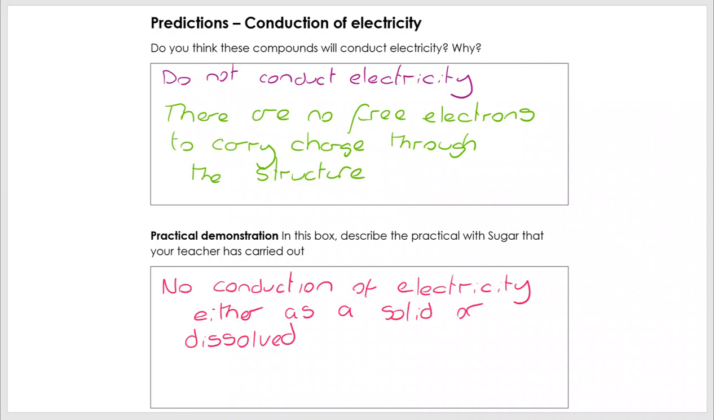Now, in terms of the demonstration, you may have seen the video where we looked at salt trying to conduct electricity, and as we added water, the bulb lights. The same would not happen with sugar, and that's because sugar is a covalent molecule. It doesn't break down into ions, so we are not going to get that conduction of electricity. And that's something that can illustrate quite neatly what we're trying to look at in this video.